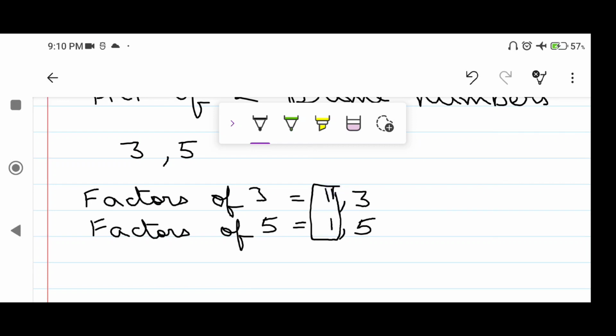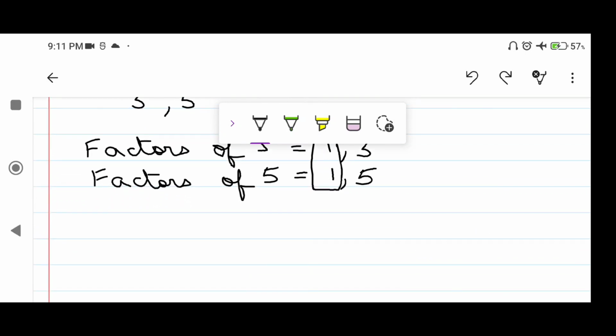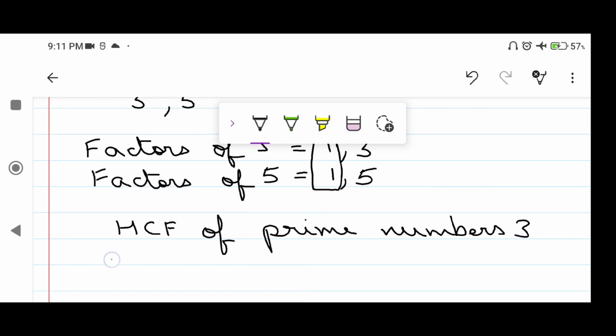So yes students, number 1 is the common factor, and that is the HCF of these two prime numbers 3 and 5. Whenever we have to find out the HCF of two prime numbers, it will always come out to be 1. So here the HCF of prime numbers 3 and 5 is 1. You can take any two prime numbers, the HCF will come out to be 1 only.